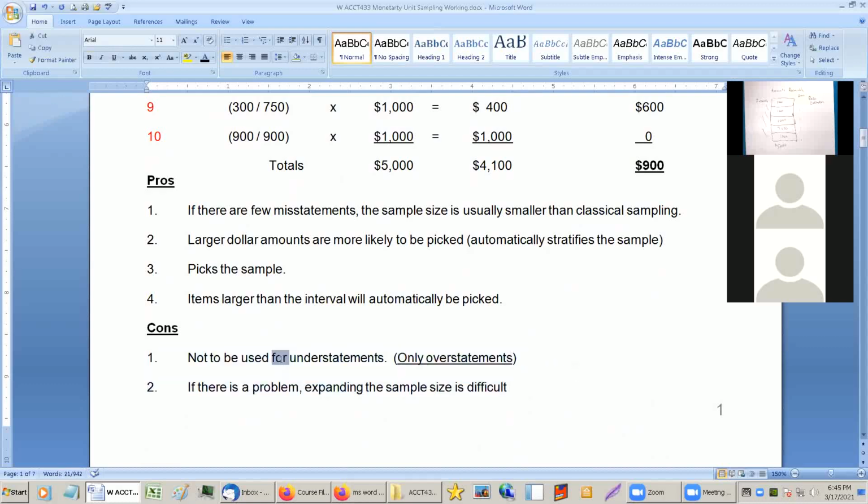And again, this is probably the biggest one, though, that it's only for overstatements, not to be used for understatements. And the more they overstate something, the more likely it'll be caught. So it's really good for overstatements. It's really bad for understatements.